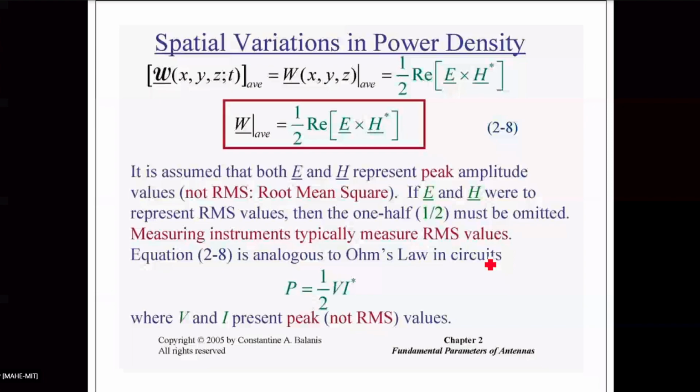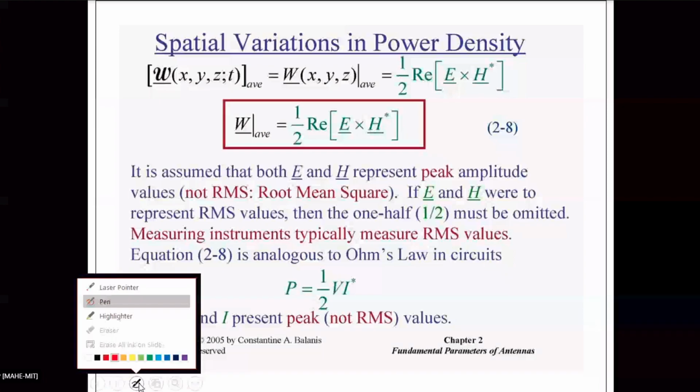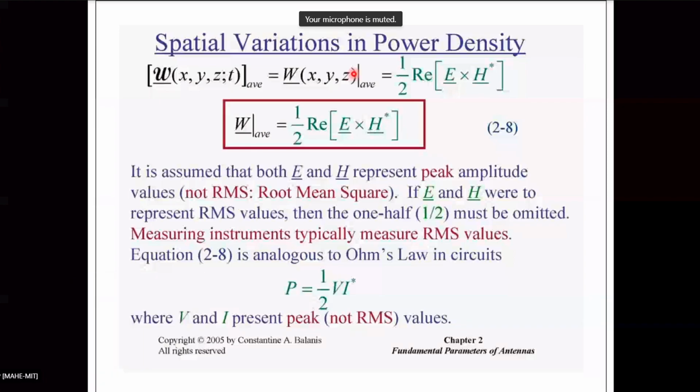Yes, sir. So the instantaneous average is given by this into half. The half is there because we actually have to multiply the RMS value of E and the RMS value of H. It is assumed that E and H represent peak amplitude values, not RMS, root mean square. If E and H were to represent RMS values, then the half must be omitted.